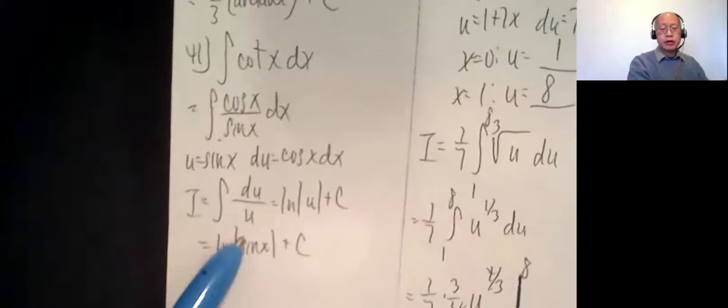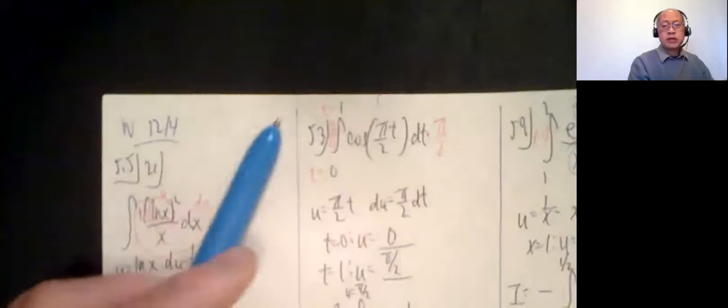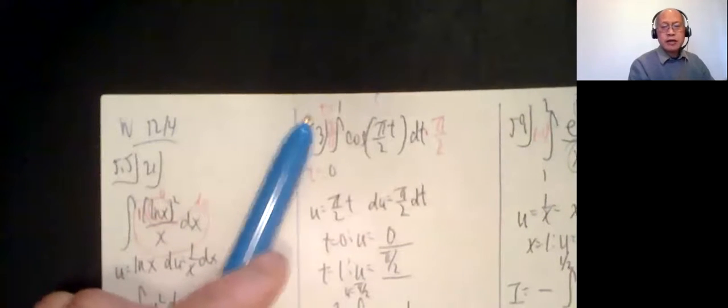is cosine x. So you have cosine over sine, which is cotangent. Okay, now I'll show you what happens for definite integrals, introduction to that. It's a little bit different, but not too bad.